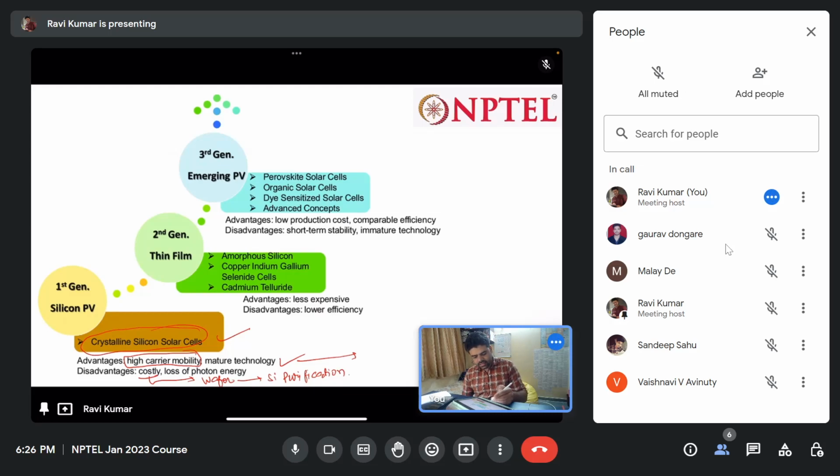Second, we have thin film technology. In this we have amorphous silicon, CIGS and cadmium telluride. They are less expensive, they have lower efficiency as well as plus. Do you know anything about cadmium? Is it good for our health? Toxic. It's toxic substance.